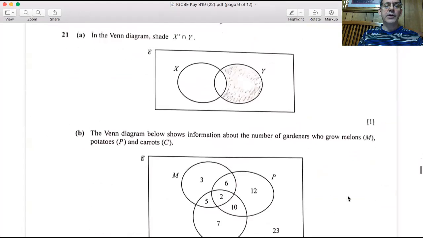Moving on to 21, we have a Venn diagram. It says shade not x intersect y. So here's not x on the outside. And where does not x intersect y? Well, it intersects right here. So this is shaded in, not this little part and not out here, but where not x intersects y, right here. So shade that.